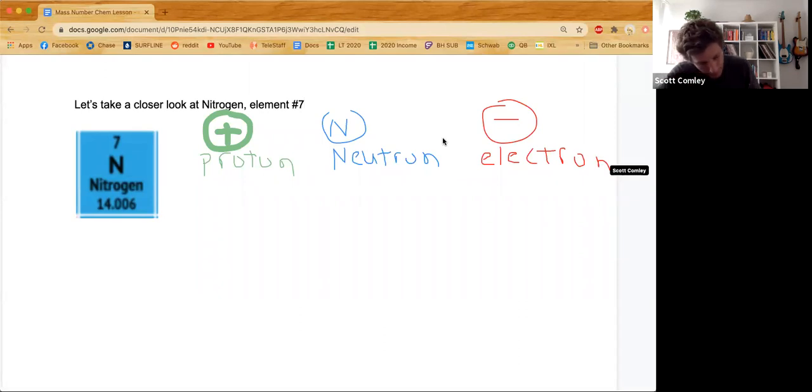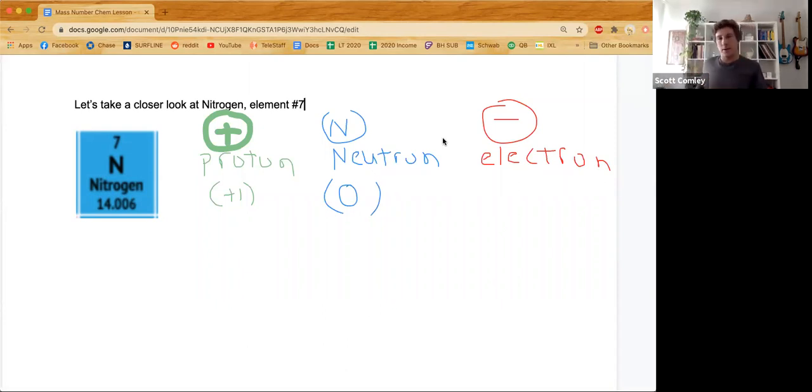Now, protons start with a P. It's positive, it's easy. It's got a +1 charge. Neutrons actually have a 0 charge. And electrons, they're just these tiny little particles floating around the central part of an atom. They have a negative charge.